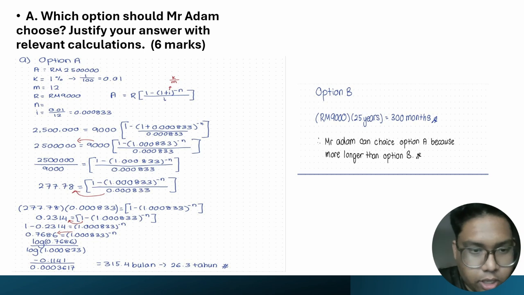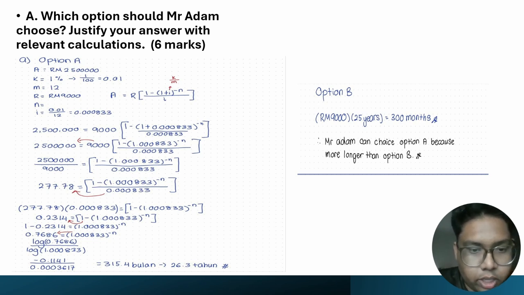So we will get 277 ringgit 78 cents multiplied by 0.000833, and we will get 0.2314. After we are done doing the calculation, we move the negative one to the left side, a positive one to the left side, and we will get the calculation 1 minus 0.2314, and we will get 0.7686.